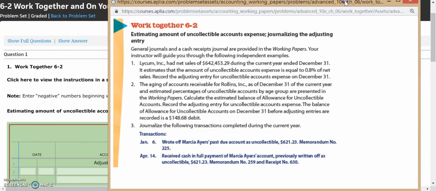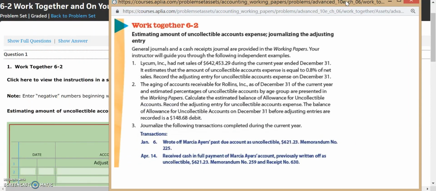It says general journals and a cash receipt journal are provided for us, and we're going to start with number 1 first, which says Lycum Inc. had net sales of $642,453.29 during the current year, which ended on December 31st. The company estimates that the amount of uncollectible accounts expense is equal to 0.8% of net sales, and we're going to record the adjusting entry for uncollectible accounts expense on December 31st.